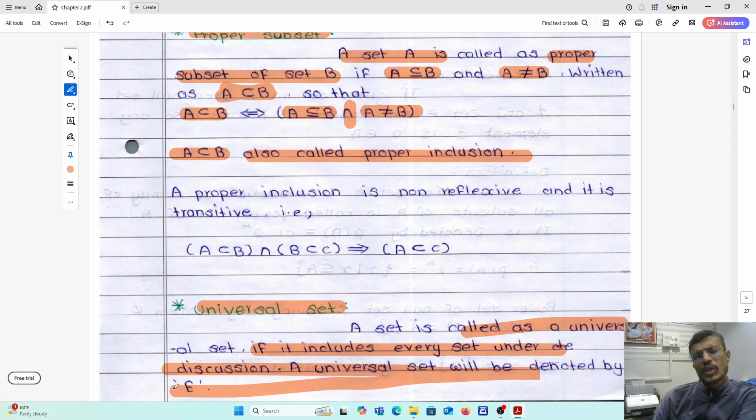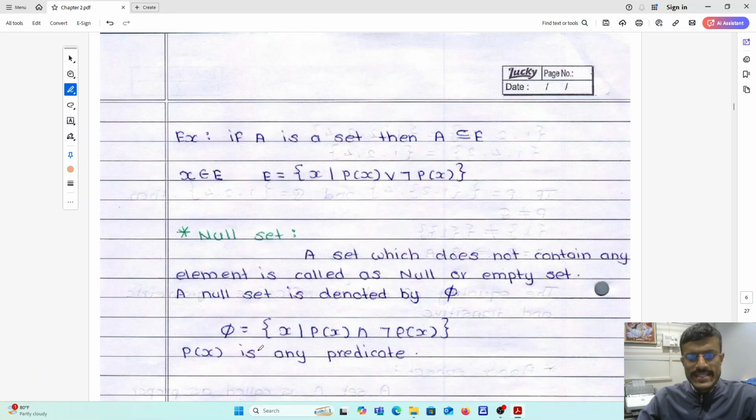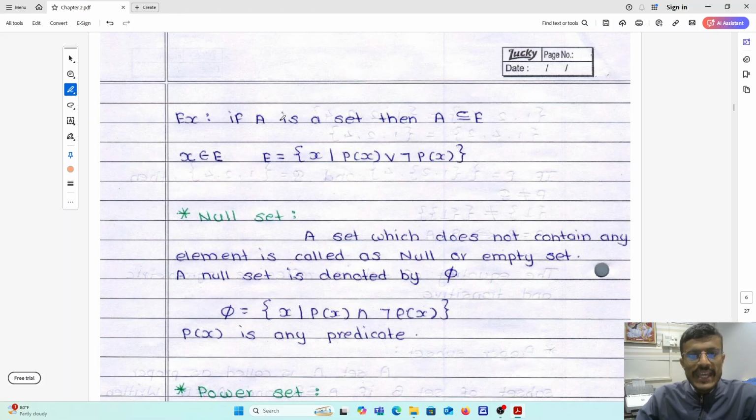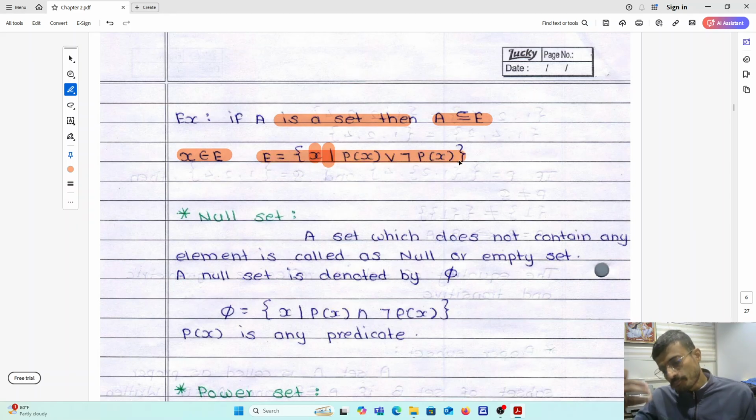Generally, E is the notation for the universal set, and capital U is also used for the universal set. Keep in mind, if A is a set, then A is a subset of E, where A is the regular set and E is the universal set. So X belongs to E, where E equals {X such that P(X) or negation P(X)}. That is the representation for the universal set.